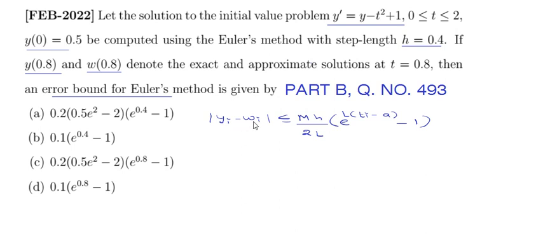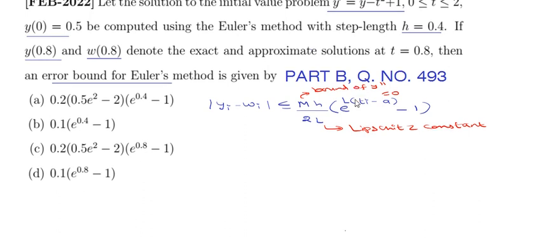The modulus of yi minus wi is less than or equal to Mh by 2L into e power L times (ti minus a) minus 1. Here a is 0, the initial point. L is the Lipschitz constant, M is the bound of y double dash, and h is the step size, which is 0.4.